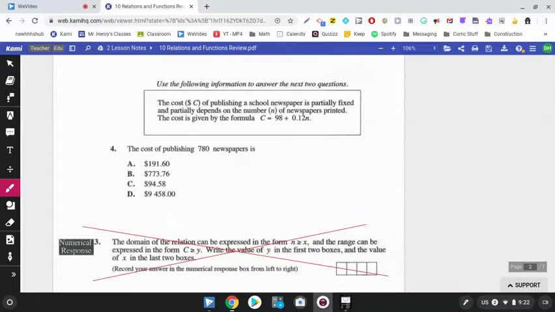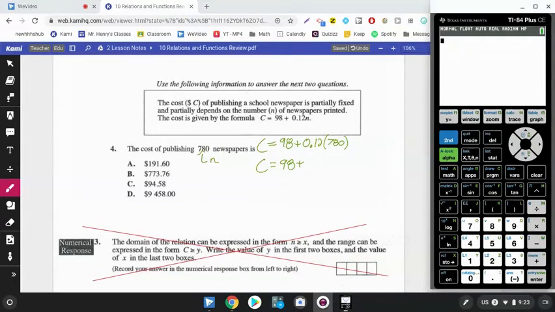Okay. Well, 780 newspapers, that's n. So I'm going to plug that right in. C equals 98 plus 0.12 times your n value. You printed 780 papers. So this would be 98 plus, pull out the calculator, 0.12 times 780, 93.6.